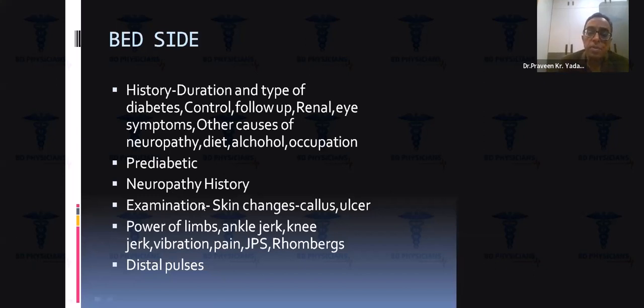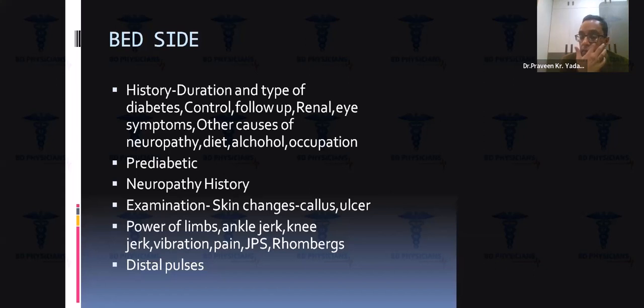Then you examine the patient, do a good general examination, look for the skin, trophic changes, the ulcer, look for the foot, how the foot is. Examine the neurological part correctly. You examine for the power, the reflexes. You examine the ankle jerk and the knee jerk.